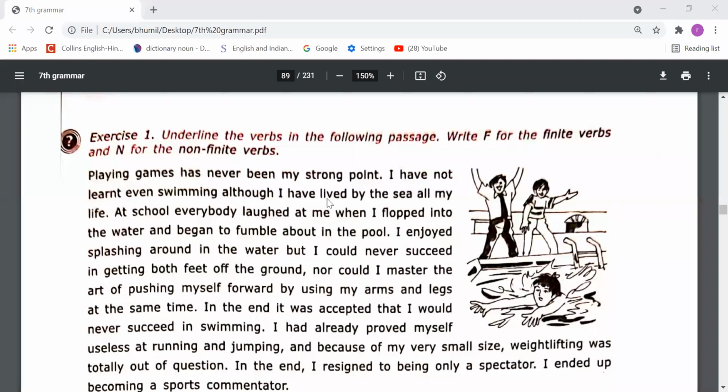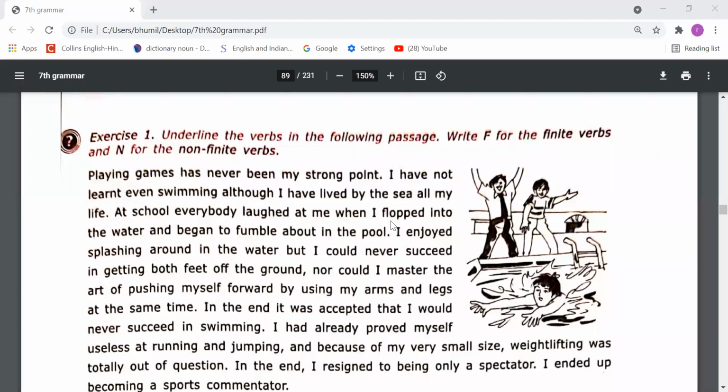Next, although I have lived by the sea all my life. Have lived, that is finite and non-finite. Who will let me know? Manika, you please tell me. Finite. Finite, because that's a combination of helping verb and main verb.